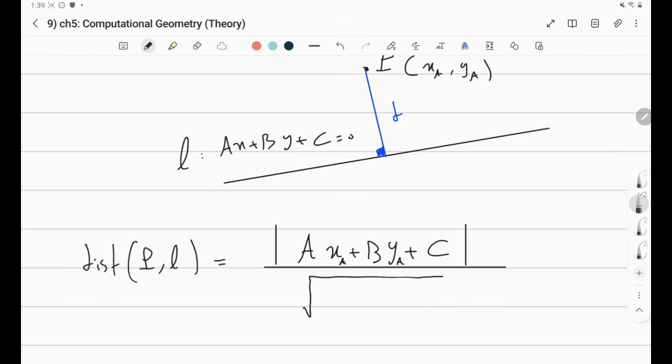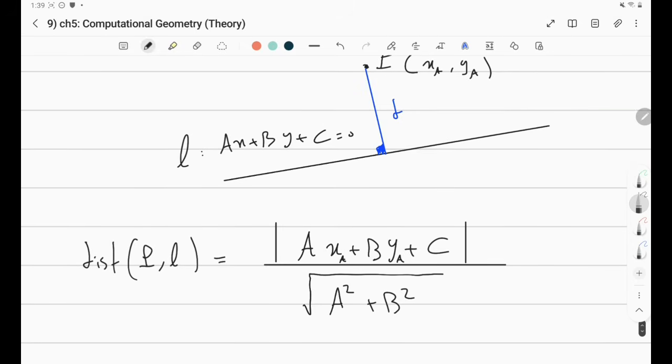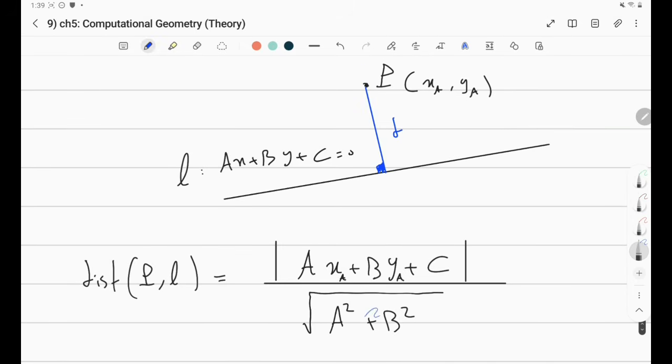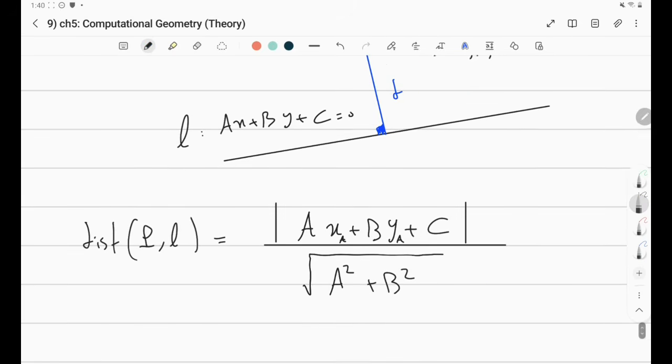Now you just need to divide by the square root of a squared plus b squared. And that's it. This is actually the distance formula. Just make sure you don't screw up. Some students do this instead of a and b, they say xa and ya. No, do not make this mistake. a is literally here and b is here. So make sure you don't write this instead. No. Okay, so keep that in mind.